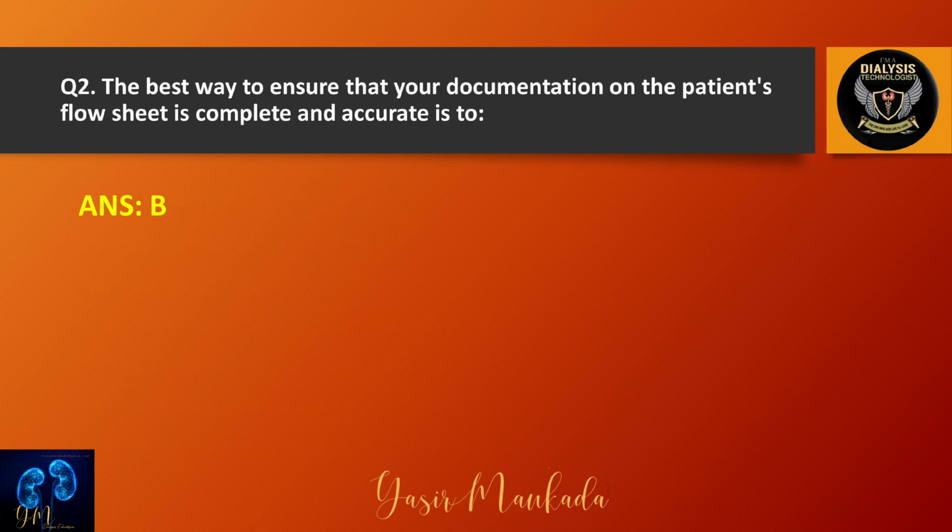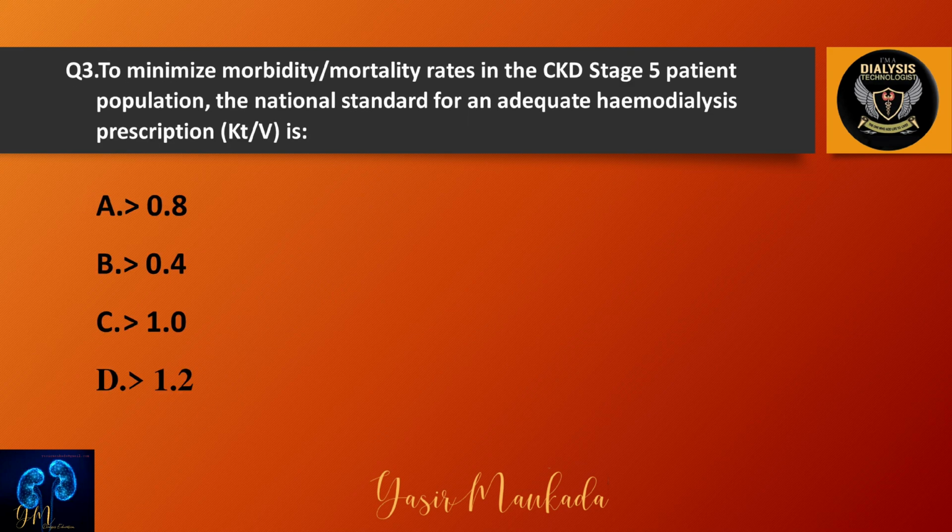Correct answer is option B, do your charting as soon as possible. The next question is, to minimize morbidity or mortality rate in the CKD Stage 5 patient population, the national standard for adequate hemodialysis prescription KT over V is: option A, more than 0.8, option B, more than 0.4, option C, more than 1, option D, more than 1.2. The correct answer is option D, greater than 1.2.